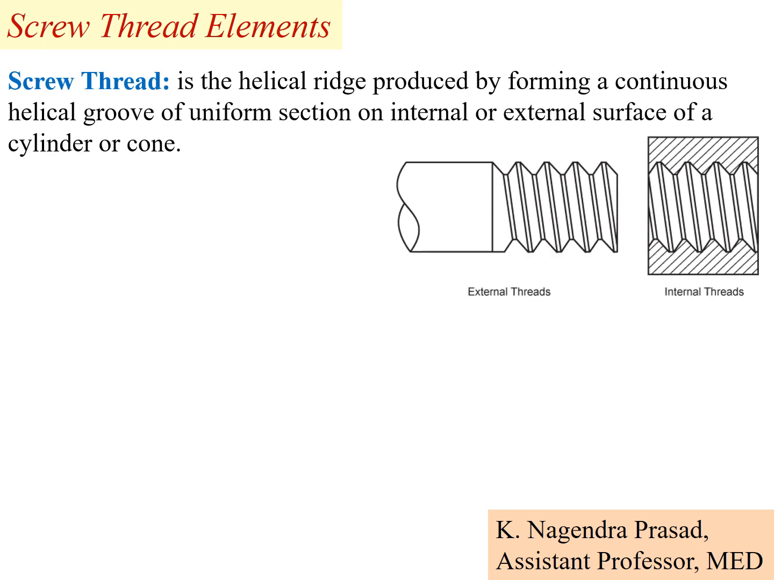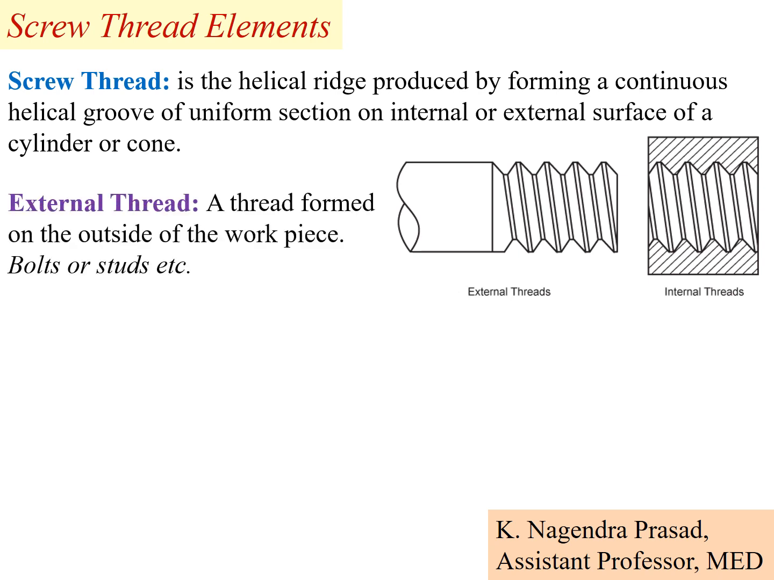Screw thread is the helical ridge produced by forming a continuous helical groove of uniform section on the internal or external surface of a cylinder or cone. In the diagram, we can observe continuous helical grooves forming on the external and internal surface of a cylinder. First, we will see what is meant by external thread.